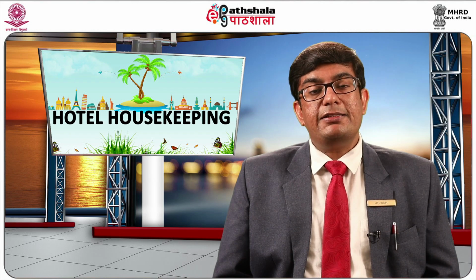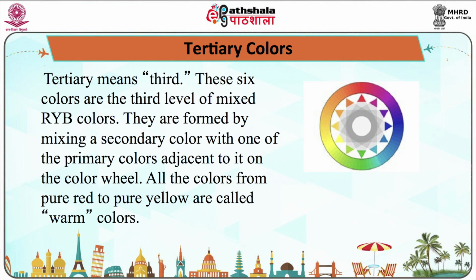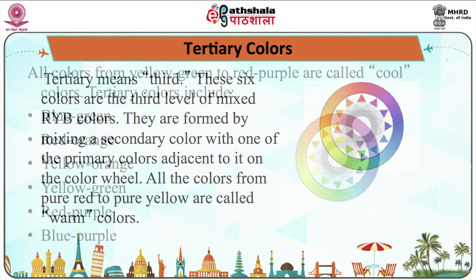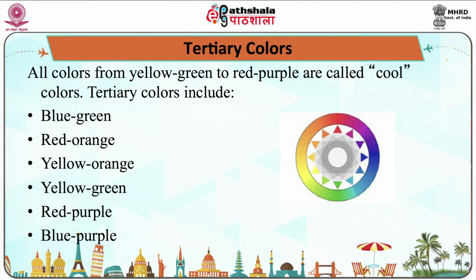Then comes tertiary colors. Tertiary colors are the third level. There are 6 colors and the third level of mixed red, yellow and blue colors. They are formed by mixing a secondary color with one primary color adjacent to it on the color wheel. All the colors from pure red to pure yellow are called warm colors. All colors from yellow green to red purple are called cool colors. Tertiary colors include blue green, red orange, yellow orange, yellow green, red purple, blue purple.